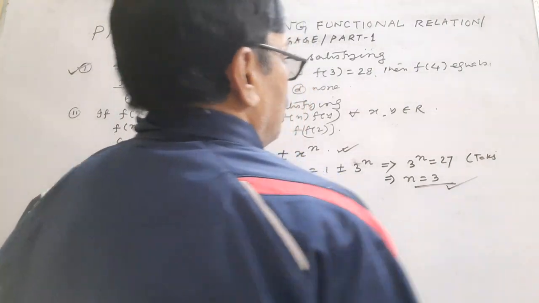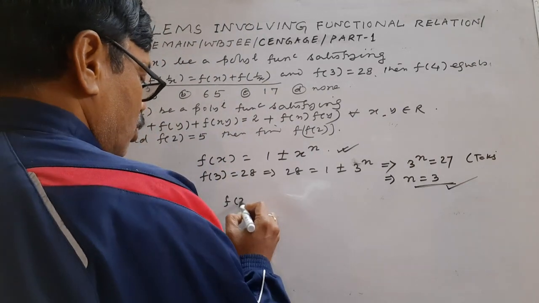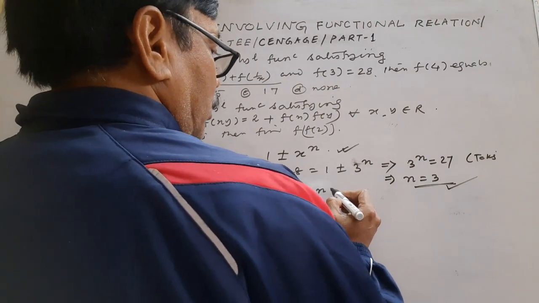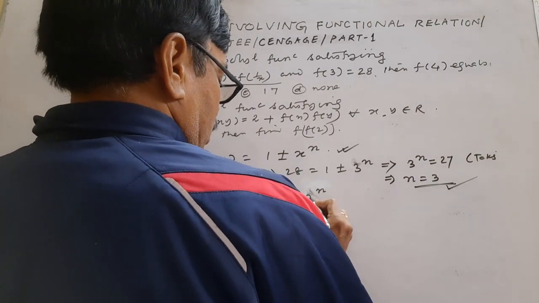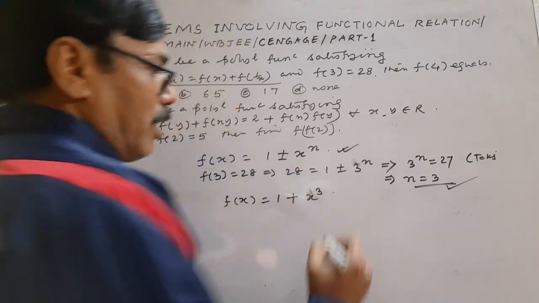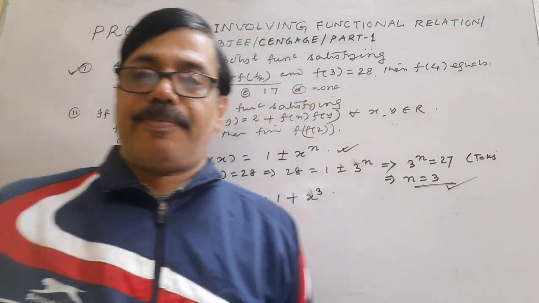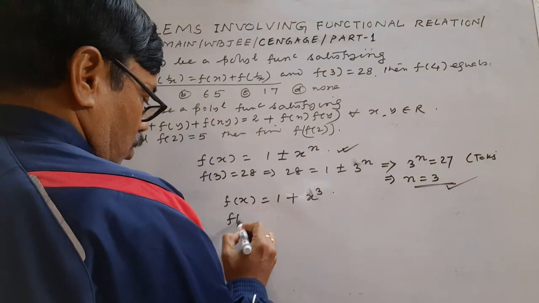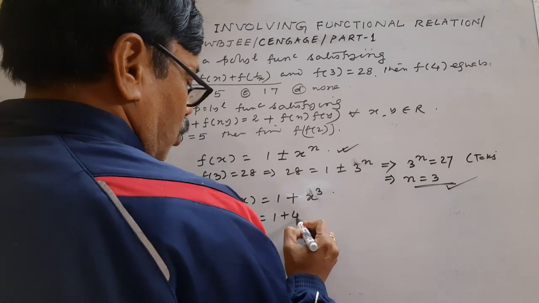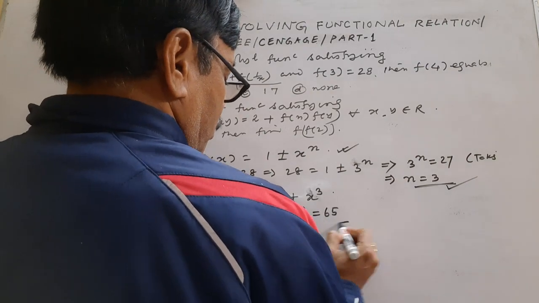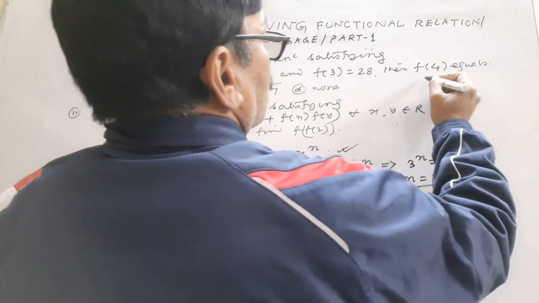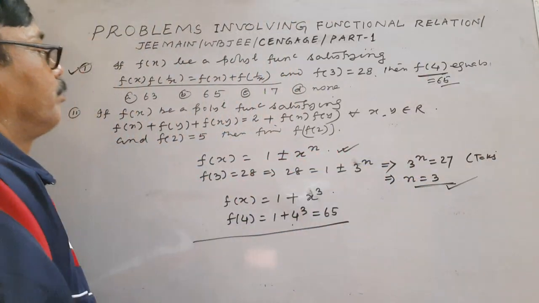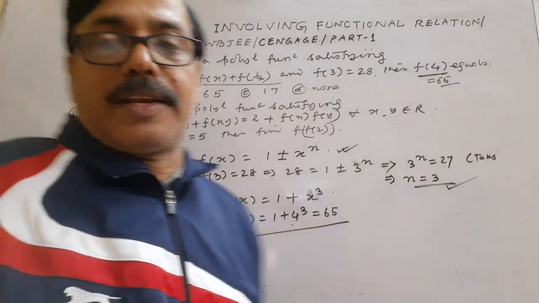If n equals 3, what is our function? It is 1 plus x to the power 3, x unchanged, so n is 3. Now we have to calculate f(4). What is f(4)? 1 plus 4 cube, that is 64 plus 1. So f(4) equals 65. So B is the correct option.